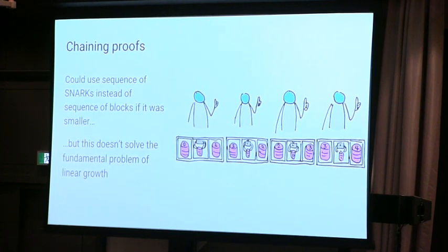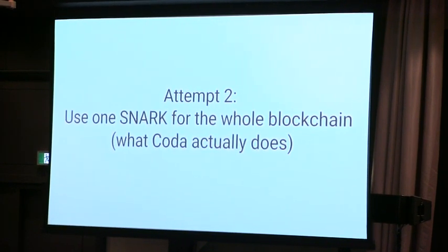So this would be a win if this sequence, instead of a sequence of blocks, was smaller than a sequence of blocks. So it could already be a win, but we don't have to stop there. And this doesn't solve the fundamental problem that the chain grows linearly with time. So one day, we'll all be buried under a pile of these proofs still. OK, so here's attempt 2.